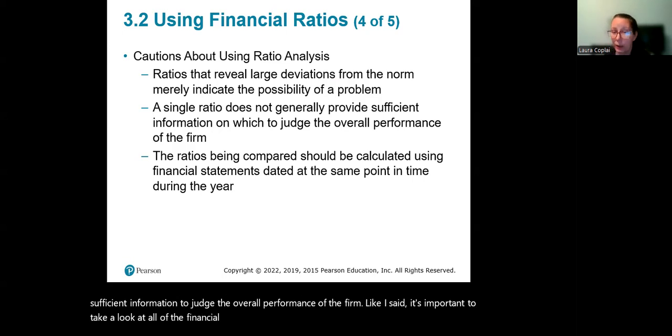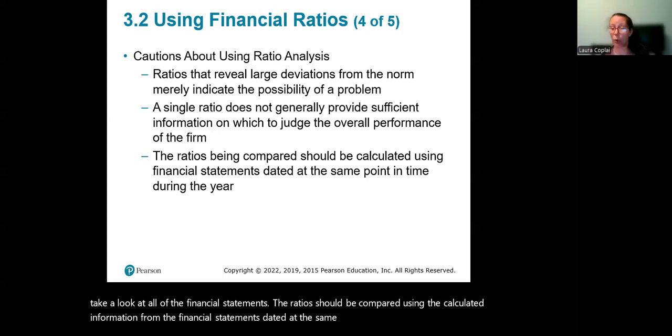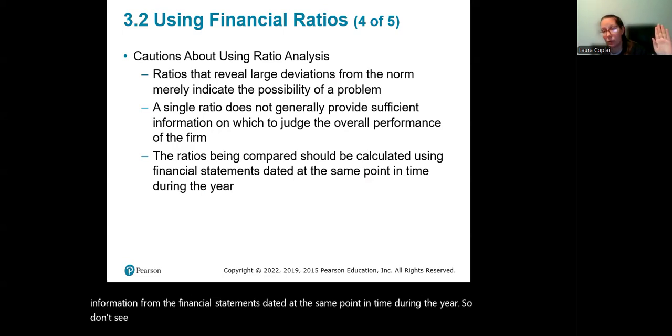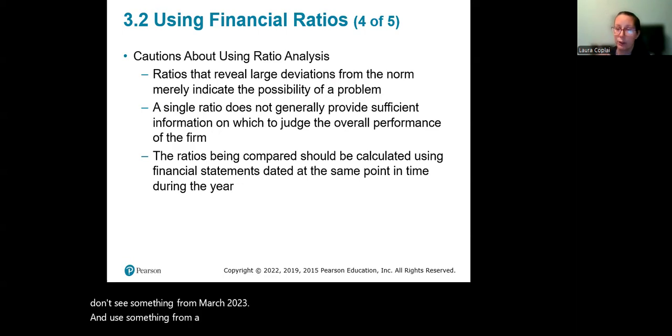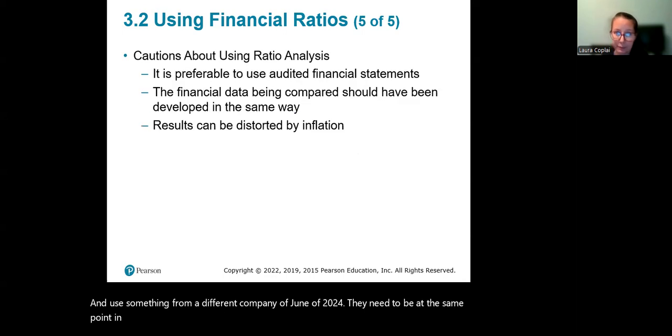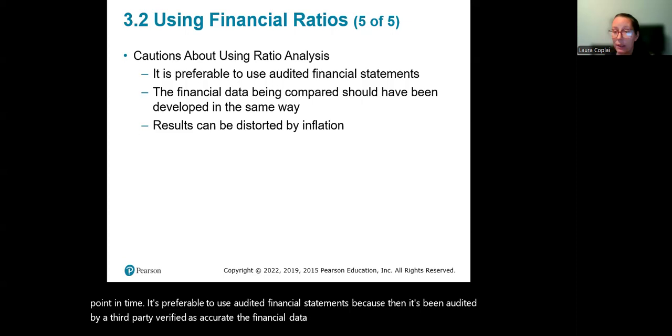The ratios should be compared using the calculated information from financial statements dated at the same point in time during the year. So don't take something from March 2023 and use something from a different company from June of 2024. They need to be at the same point in time. It's preferable to use audited financial statements because then it's been audited by a third party and verified as accurate. The financial data should be developed in the same way, and results can be distorted by inflation.